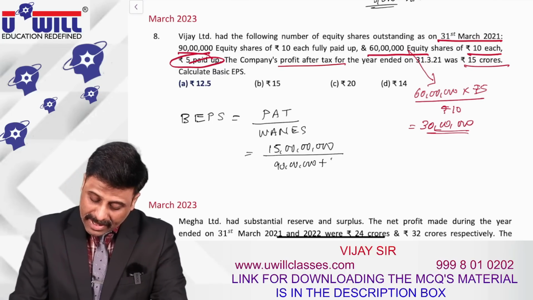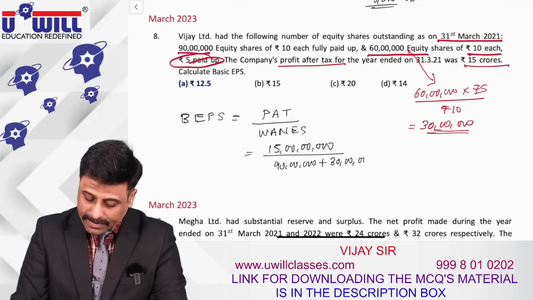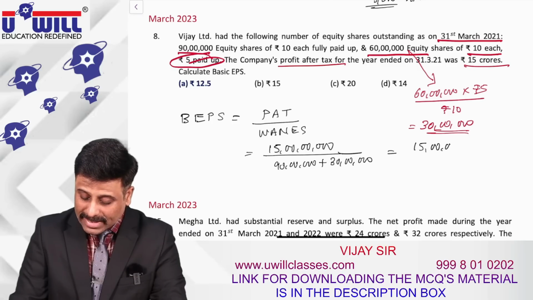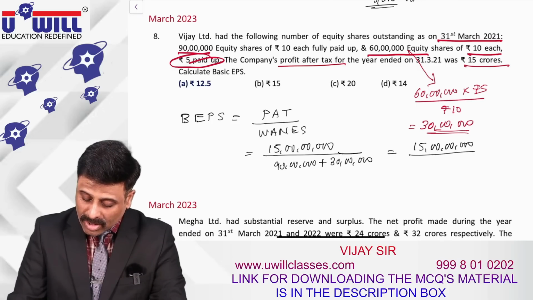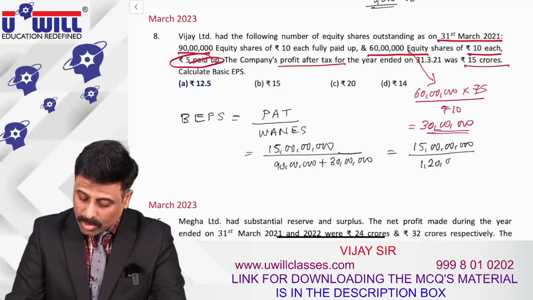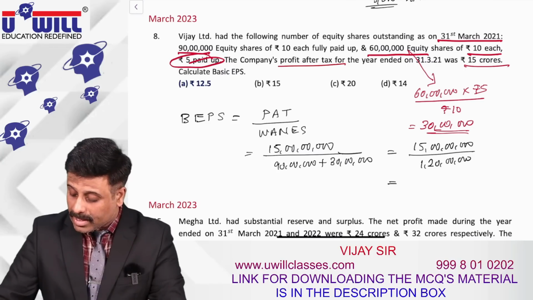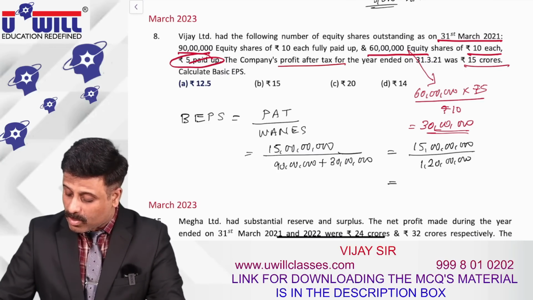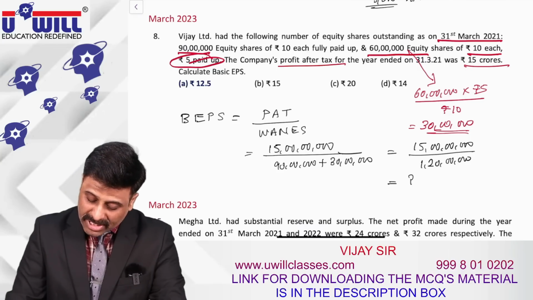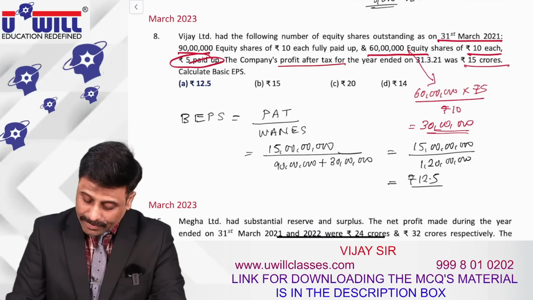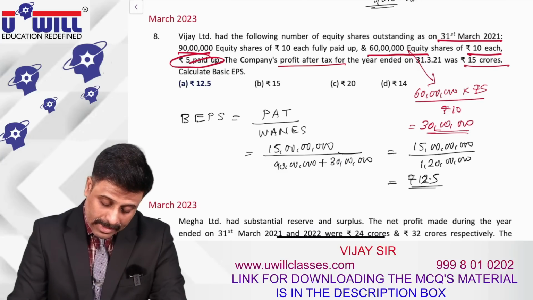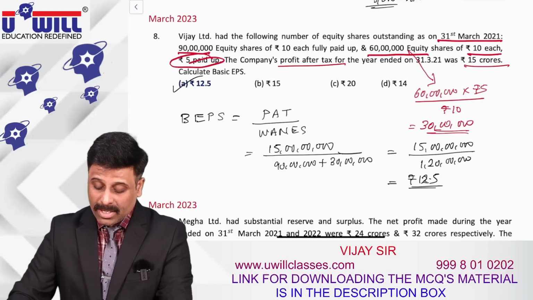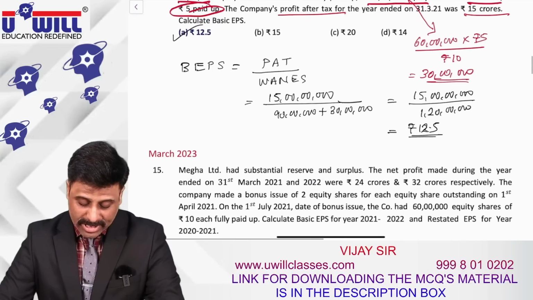There are partly paid up shares which we will consider 30 lakhs. So we will take 15 crores divided by 1 crore 20 lakhs. Do it on the calculator: 15 crores divided by 1 crore 20 lakhs, you'll get rupees 12.5. That is option A. So this is the formula for basic earning per share.